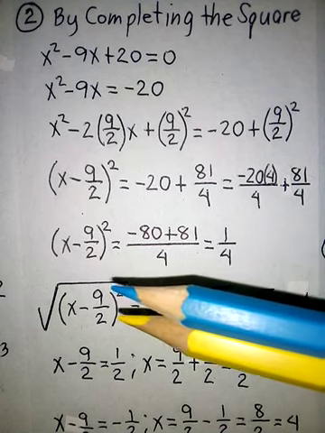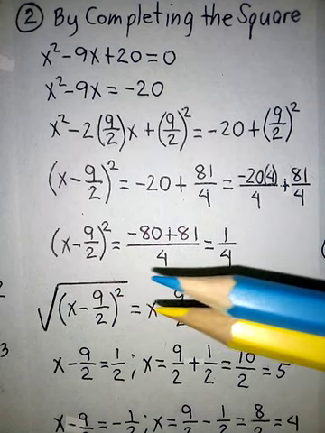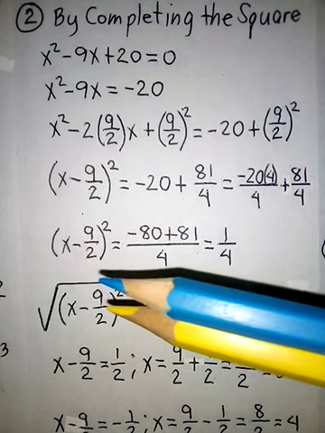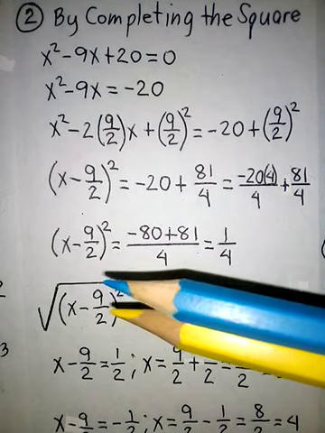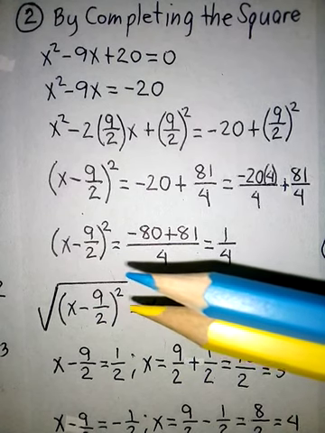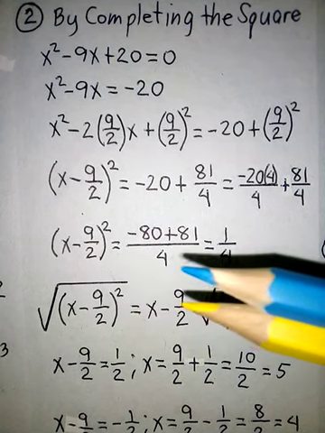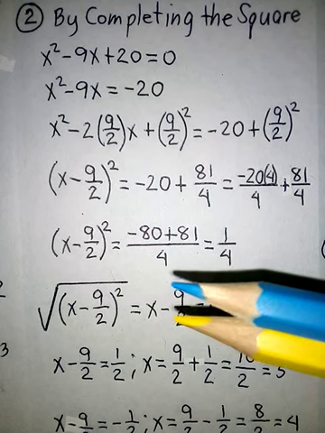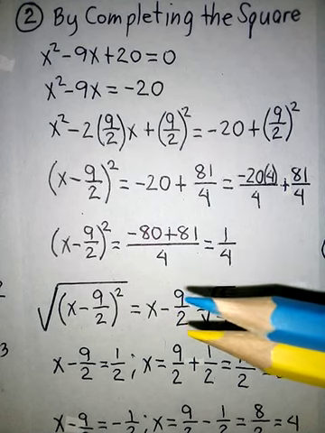So get the square root of both sides. The square root of quantity x minus 9 over 2 quantity squared is equal to x minus 9 over 2.